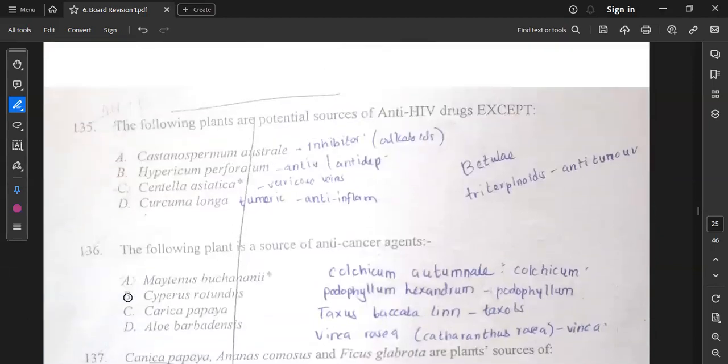The following plant is a source of anti-cancer agents: Maytenus buchananii, Cyperus rotundus, Carica papaya, and Aloe barbadensis. We've said papain is from Carica papaya. Aloe barbadensis will give us aloe gel, right?